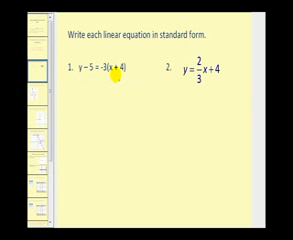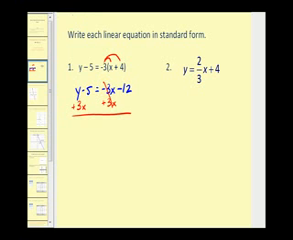So here we have point-slope form, and we want to rewrite this in standard form. So we'll first clear the parentheses. So I have y minus 5 equals negative 3x minus 12. So we know we need to have the x and the y terms on the left side and the constant on the right side. So let's go ahead and add 3x to both sides. So this would be 0. On the left side, we'd have 3x plus y minus 5 equals negative 12.